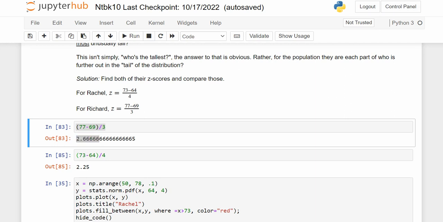We do the same thing for Richard. We take his score of 77, which is 6'5" converted into inches, right? 72 inches for 6 foot plus 5, so 77 inches minus the average, which is 69, divided by the standard deviation, which is 3.